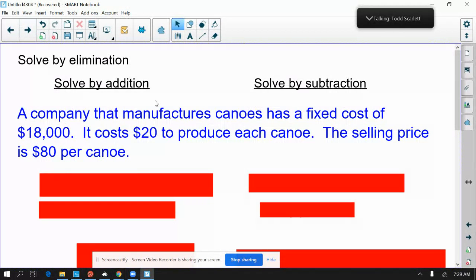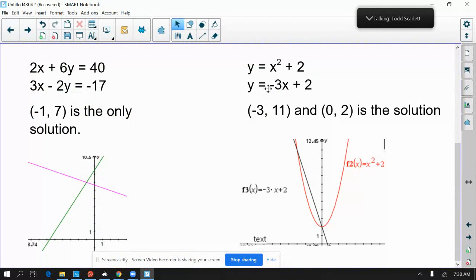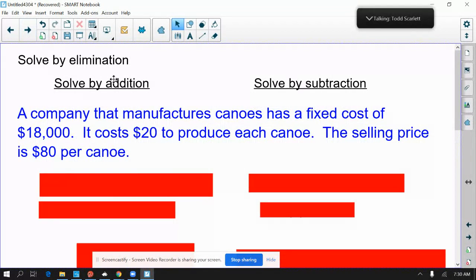And there are a few ways to solve these. One is by graphing. You just graph the two equations and see where they intersect. Another way is by elimination. So you can either add or subtract equations. Let's take a look at this example.